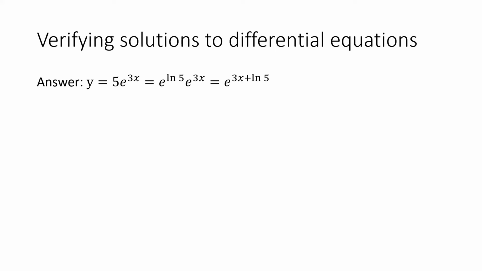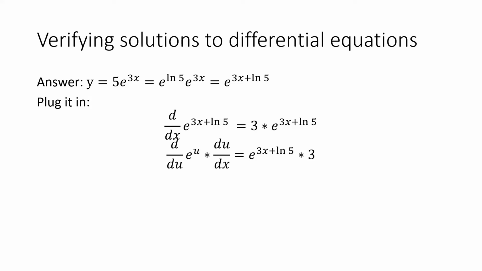So y is equal to 5e^(3x), which is equal to e^(ln 5) times e^(3x). Using our exponential properties, we can merge that in. You'll see why we want to merge this in later. Okay, now we plug it in. When we differentiate it, we can use the chain rule, as you'll see in the next section. So d/du of e^u times du/dx will give us the derivative of the original expression. u in this case is 3x plus ln 5.